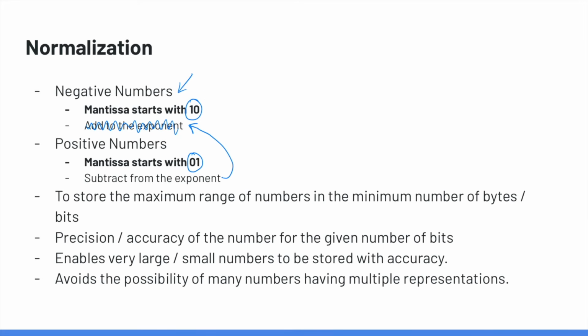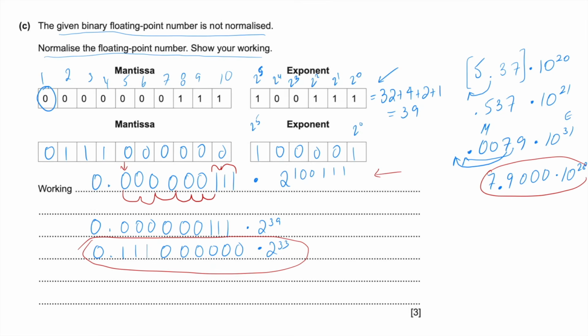Now, there are a couple of reasons why we use normalization. So first, it allows us to store the maximum range of numbers in the minimum number of bytes. Particularly if we look at an example of an unnormalized binary value, particularly a positive value. So right here, this was unnormalized, but we had a lot of zeros where we didn't need to have them. So all of these could essentially have been eliminated, and we were able to do that through normalization.